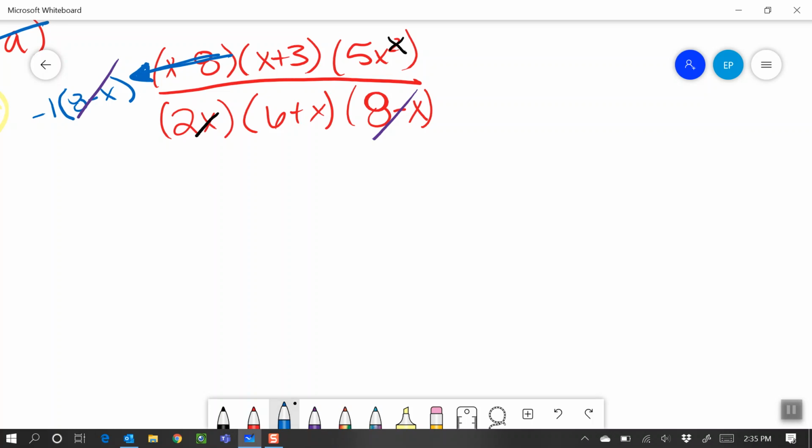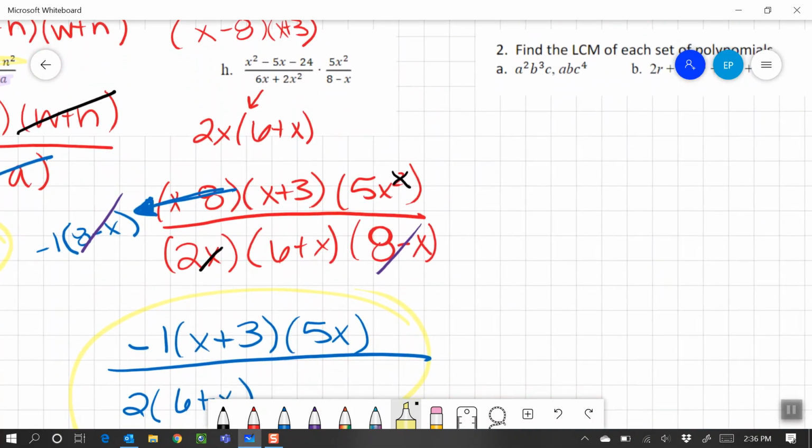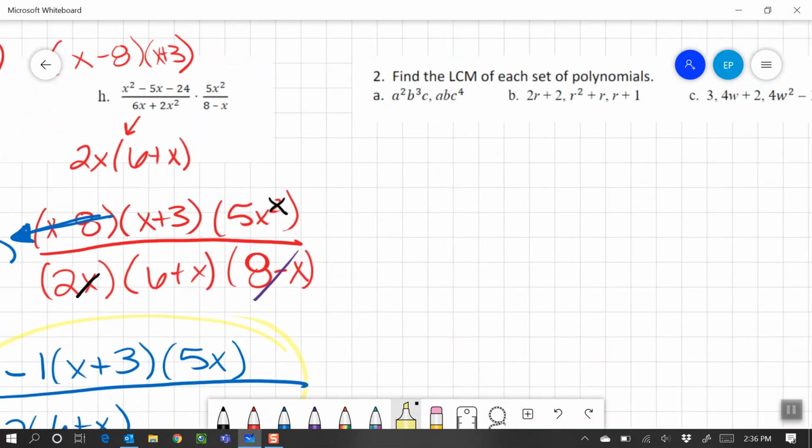So rewrite -1 times x plus 3 times 5x, and that's all divisible by 2 times 6 plus x, or x plus 6, doesn't matter the order. Nothing else can cancel out, so technically these are your answers and any combination therefore of writing that out. I'm going to double check I wrote everything down correctly. Yep, so that would be my final answer.